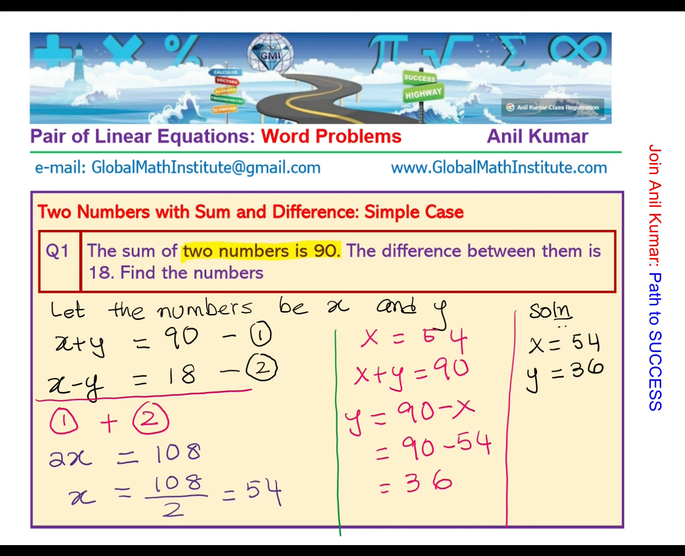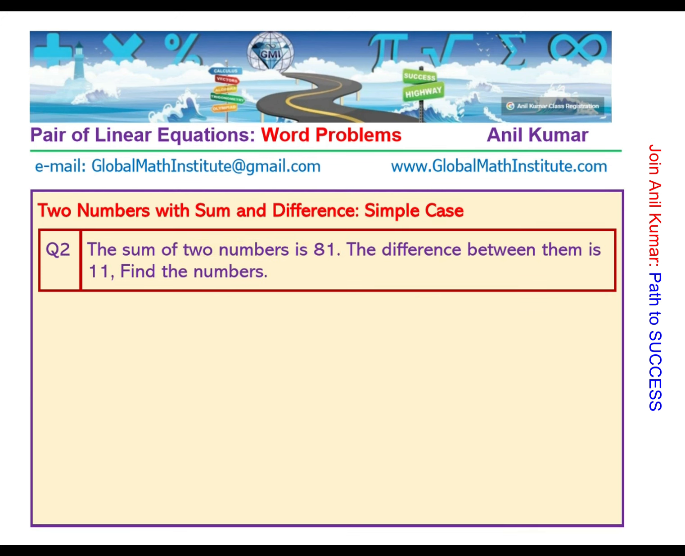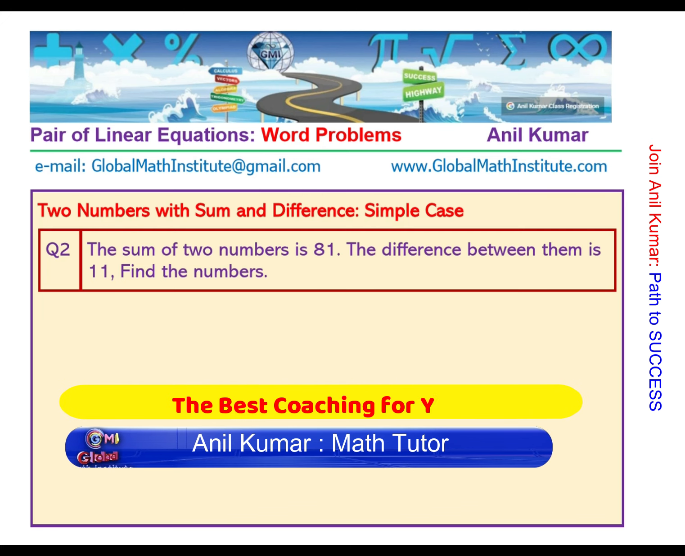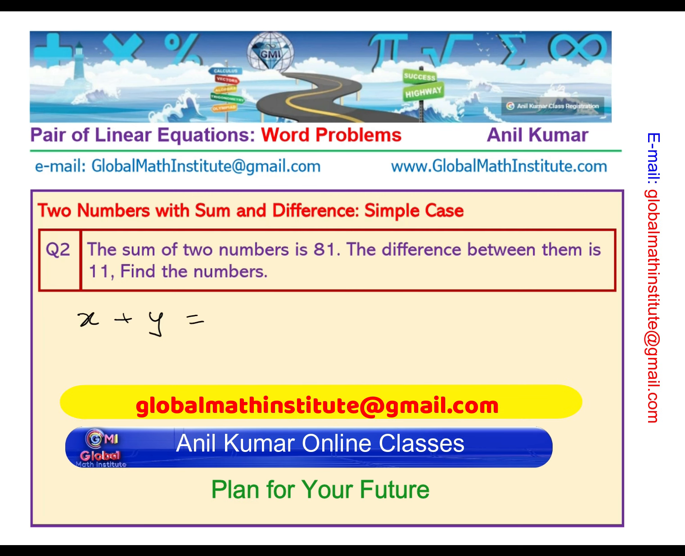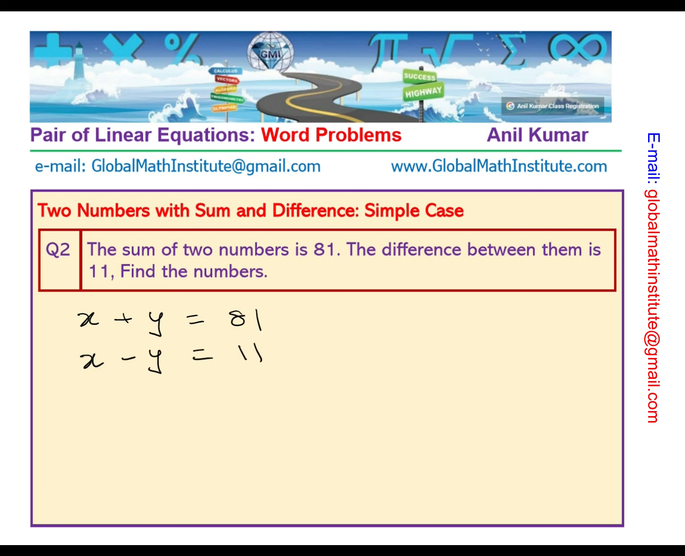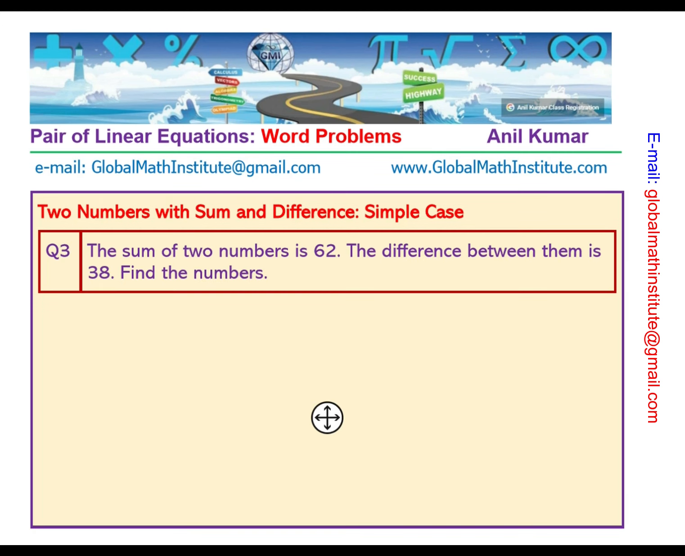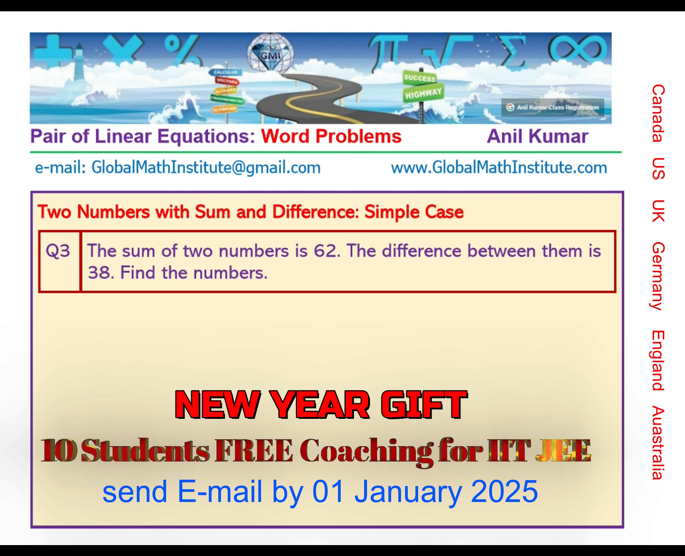So I hope the steps are absolutely clear. Now let's take up the second question, which is very similar. The sum of two numbers is 81. The difference between them is 11. Find the numbers. So clearly you can write down the equations. x plus y, beginning with the let statement, is 81 and x minus y is 11. Solve these equations by adding, find the value of x and then find the value of y, as we did in question number 1.